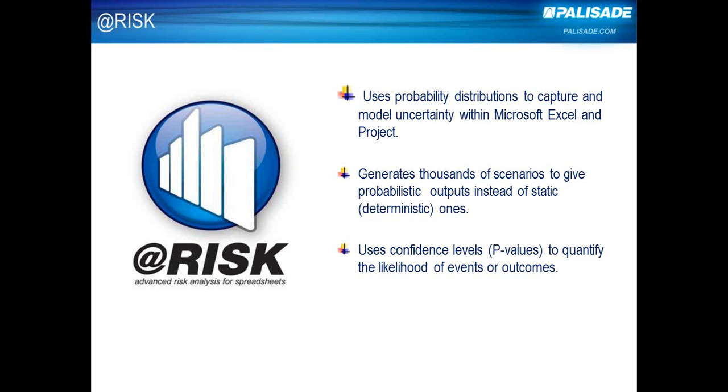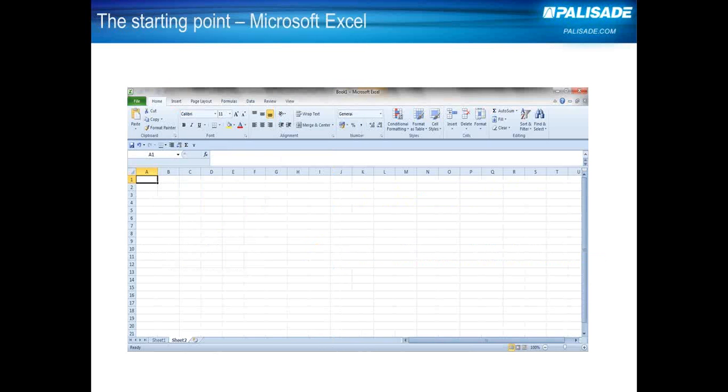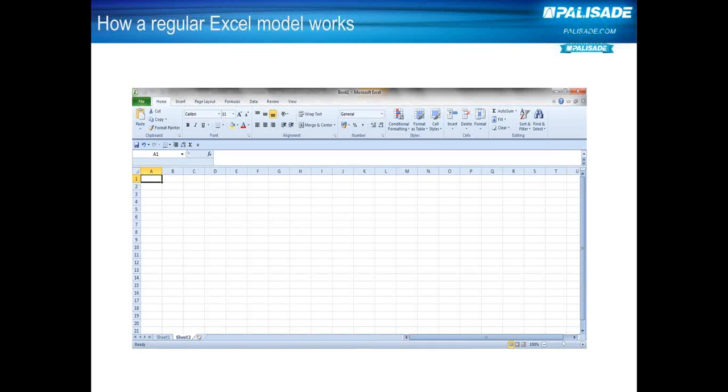And hopefully by the end of this session, if you're new to this and at the moment you're looking at this screen saying I've got absolutely no idea what any of that means, you'll have a better idea about what @RISK does. So the starting point is really Microsoft Excel.